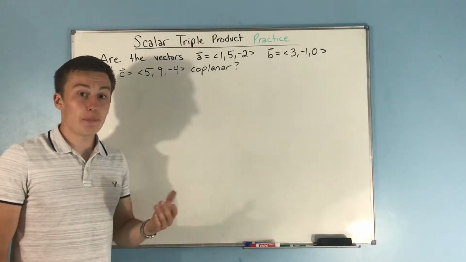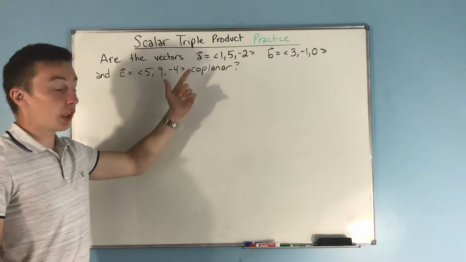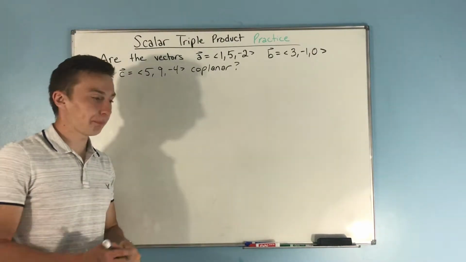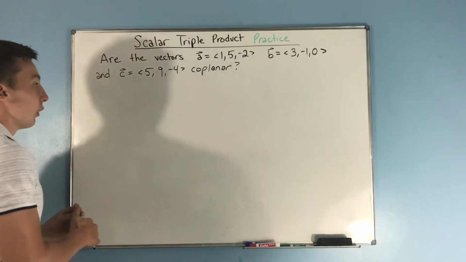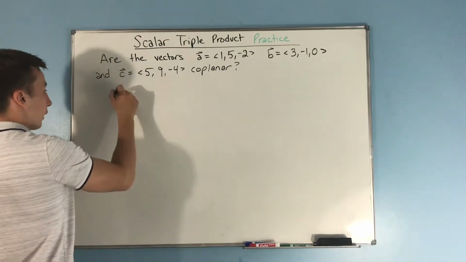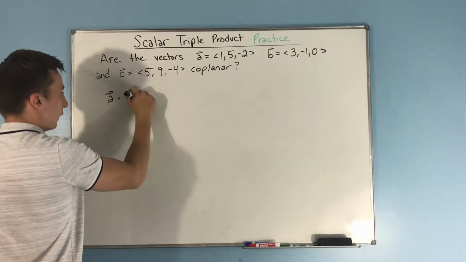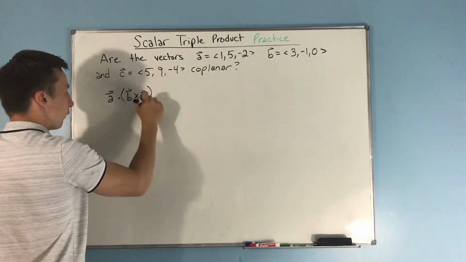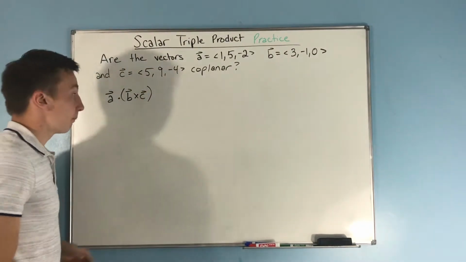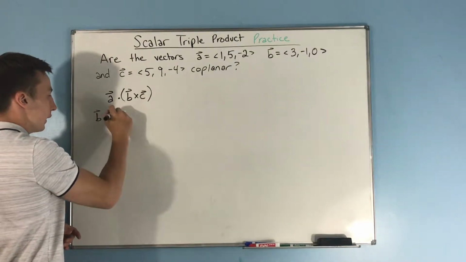We know, like we said in the last video, that these vectors are going to be coplanar if your scalar triple product is going to equal 0. So what we're going to do is find the scalar triple product, A dot B cross C. First we'll need to do B cross C, so let's start with that.